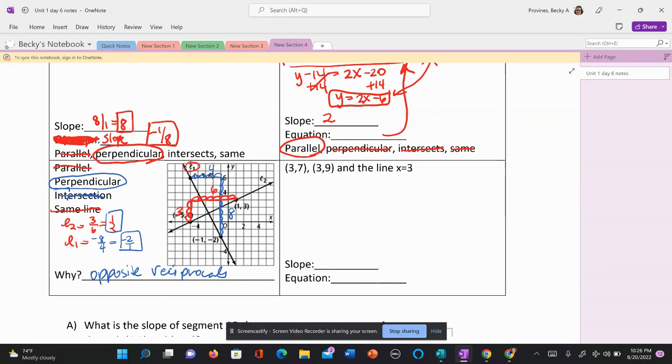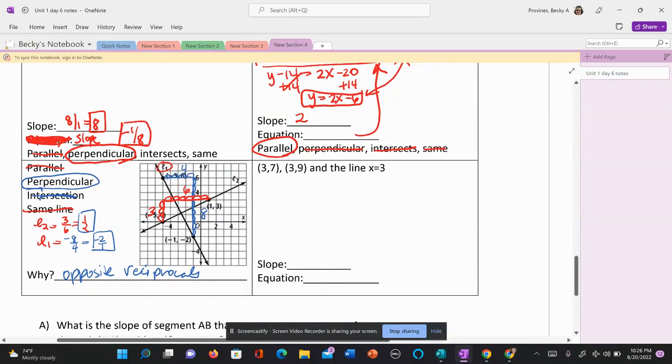Okay. So again, on this one, we're wanting to know, are they parallel, perpendicular, intersecting, or the same line? Okay, so first, let's find the slope. Slope is 9 minus 7, and then 3 minus 3. So that's 2 over 0. Uh-oh, what's that mean? If there's nothing, can you have 2 of something? Obviously you can't. So this is undefined, which means it goes straight up and down. It is vertical.